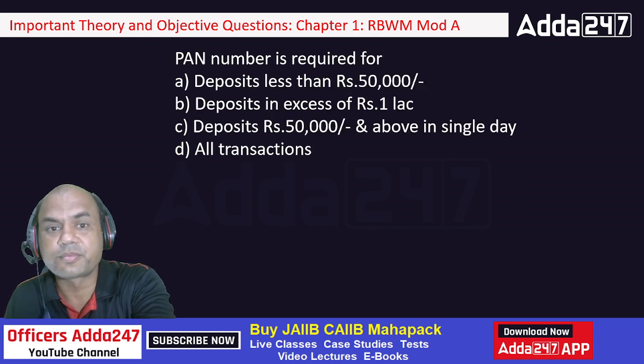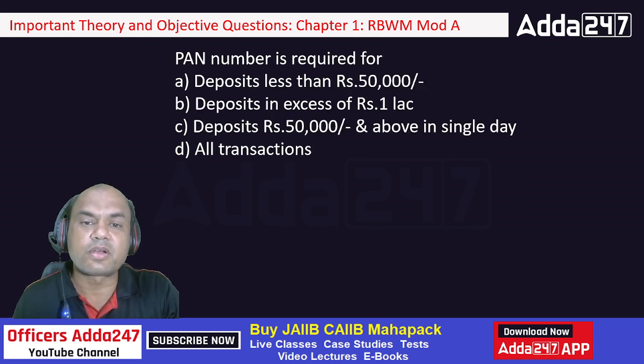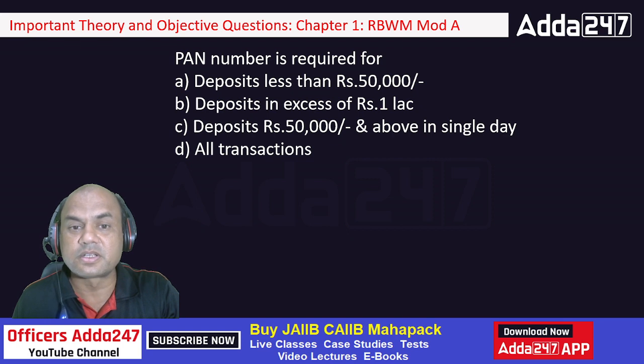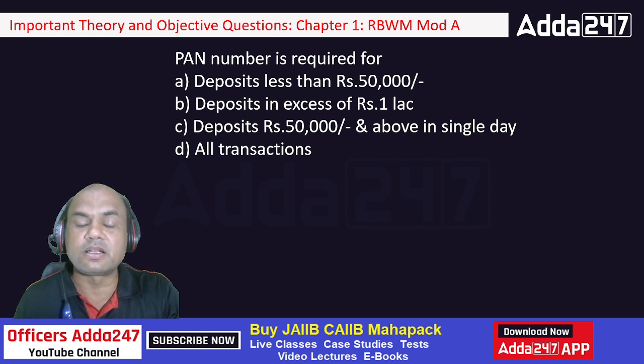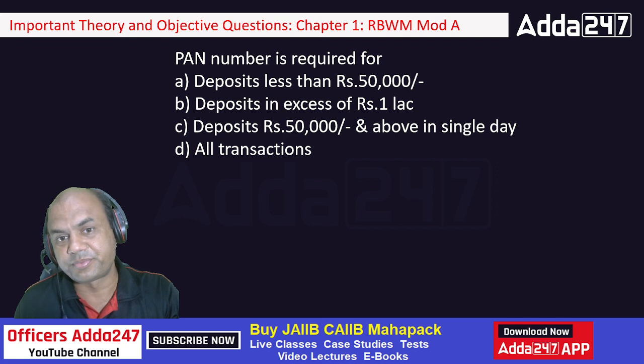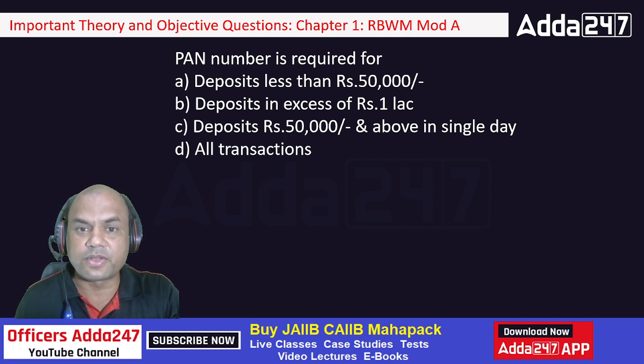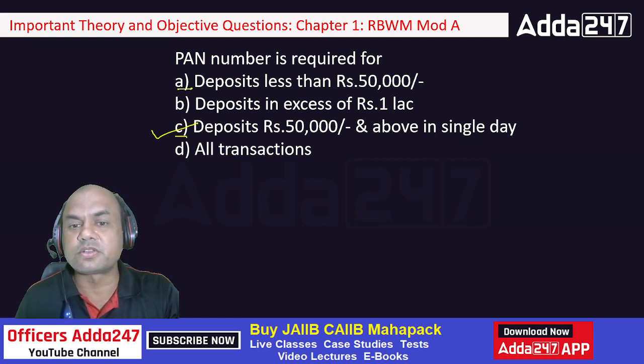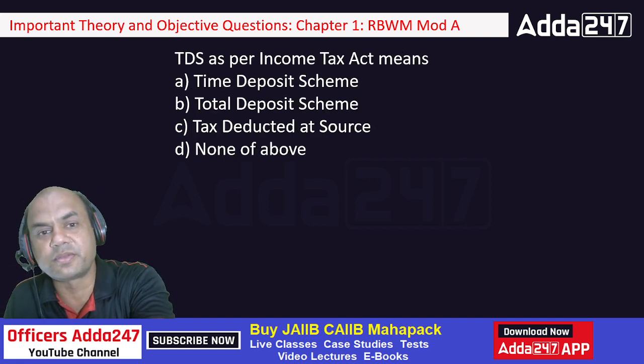Okay. PAN number is required for deposits less than 50,000, deposits in excess of 1 lakh, deposits of 50,000 and above in a single day, all transactions. So where is PAN number required? Less than 50 or more than 50? Okay, let's consider this only, A or C. It is C. Deposits of 50,000 and above in a single day.